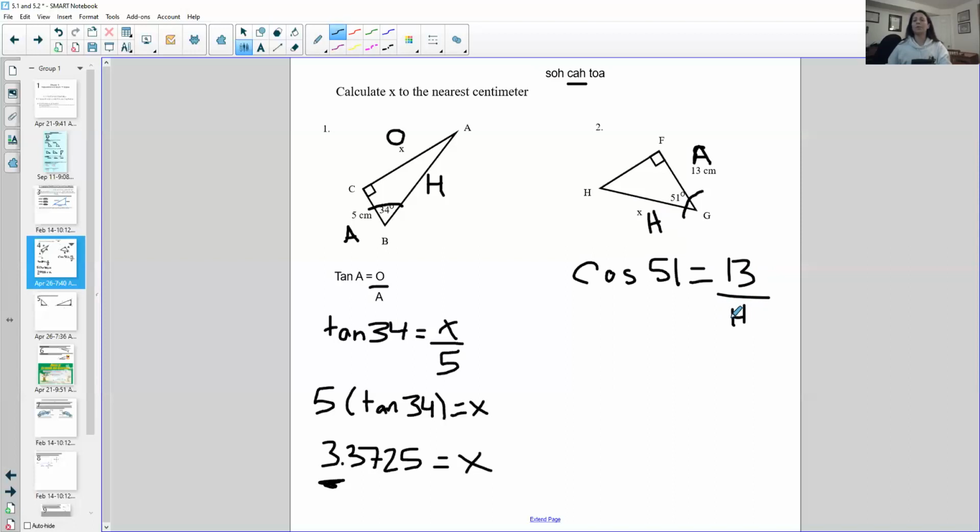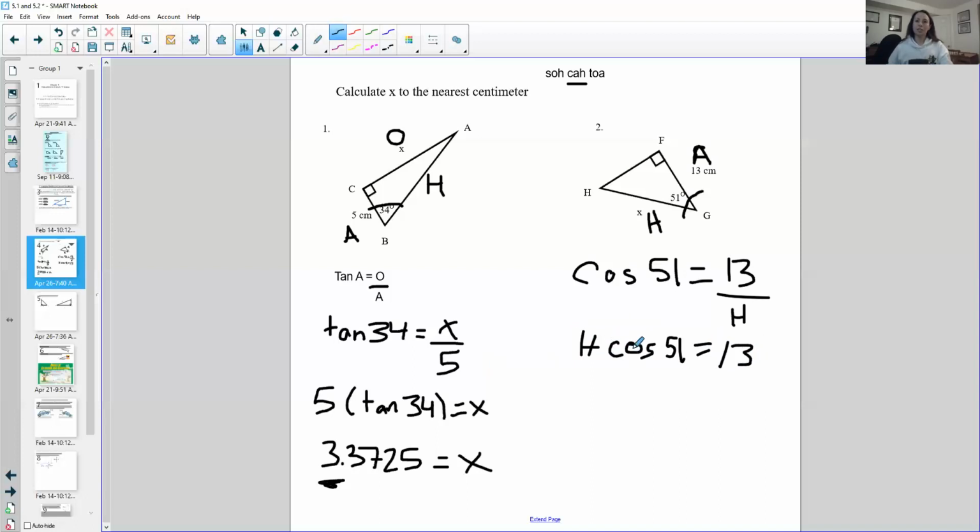In this example, you'll notice that our unknown or our variable is on the bottom of a fraction. You cannot solve for these when they're on the bottom. They have to get brought up. So we're going to do a little switcheroo here. This h is going to come up top. I need to multiply both sides by h to get it up at the top of the other side, just like we would have done over here with the number 5. So this is going to be h times cos of 51 equals 13.